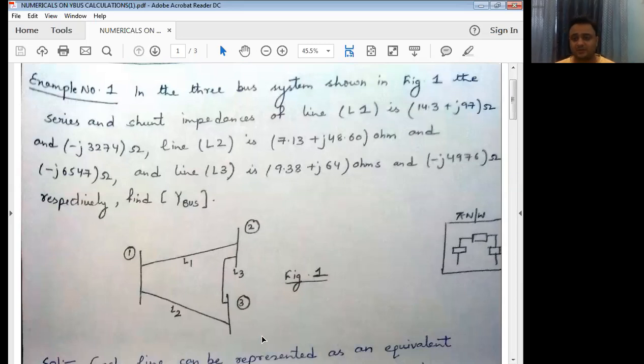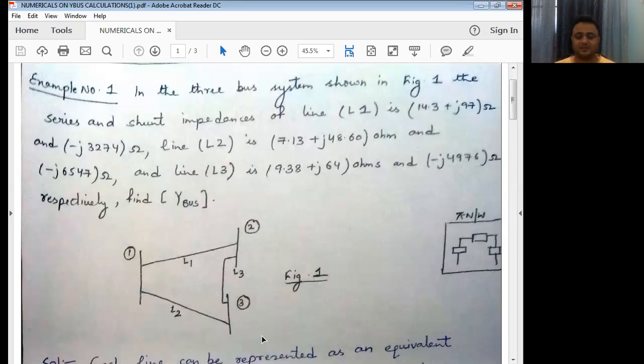So while solving the Y-bus numericals, you have to clarify one thing: what is given and what we have to calculate, and what is the category of numerical which is asked in the question exam. Okay, so let us look at all of these. We have this analysis: there are 3 buses, 3 lines whose series and shunt impedance is given, so I have to frame its Y-bus.